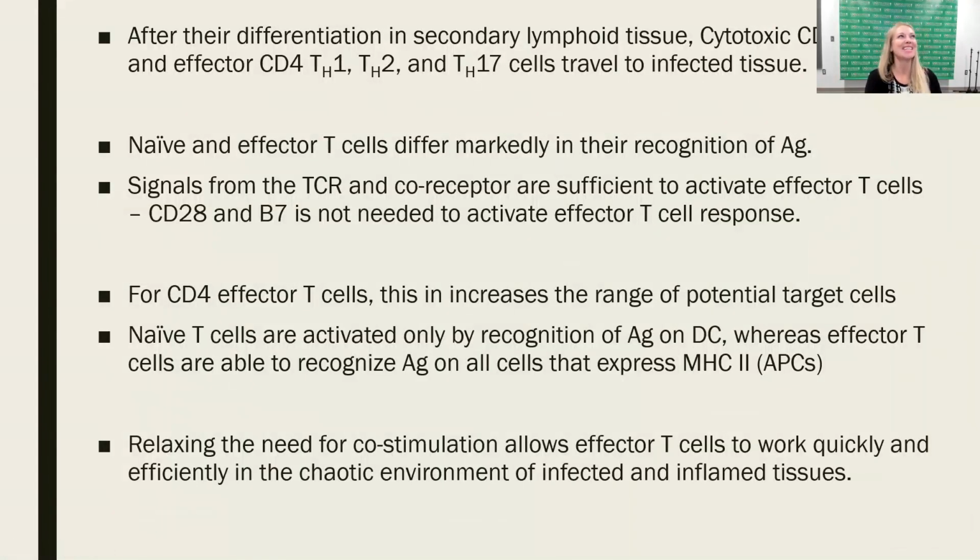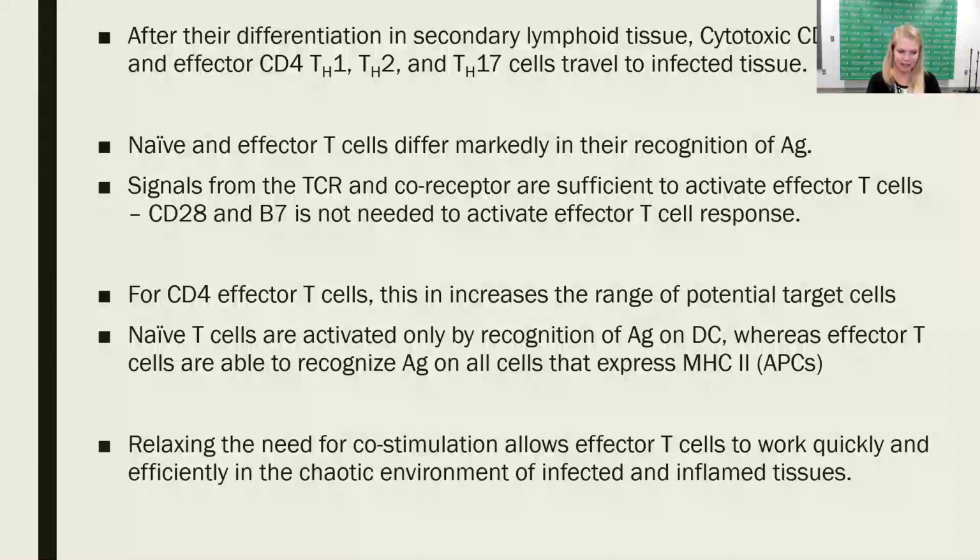There we go. So after their differentiation in the secondary lymphoid tissue, both CD8 positive T cells and CD4 positive T cells are going to travel out to the infected tissue. So they're not going to fight the infection from that secondary lymphoid tissue, but rather that's where they become activated, and that's where they're going to be interacting with the dendritic cells, and then eventually they're going to interact with B cells too, but we'll talk about that in a second.